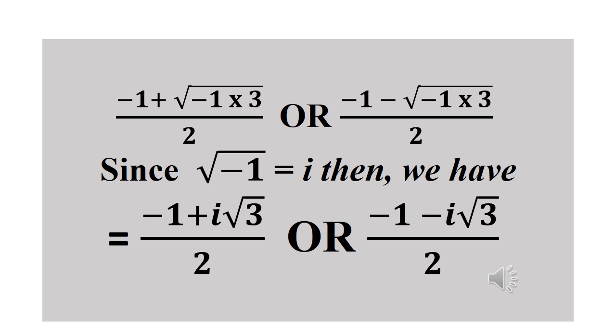Since square root of minus 1 is an imaginary unit, that means we can plug in i as the imaginary unit to represent our square root of minus 1. So we now have minus 1 plus i square root of 3 over 2, or minus 1 minus i square root of 3 over 2, and that will be the final answer for this particular question.